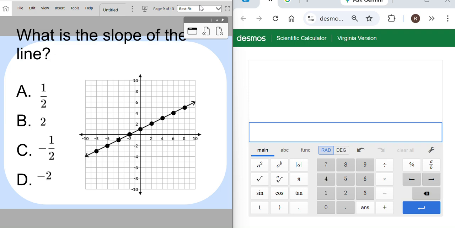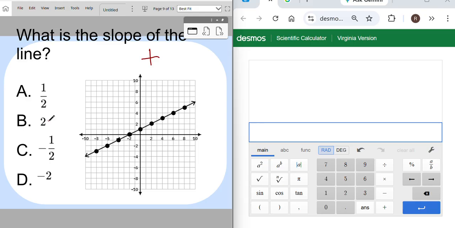To count some slope. What's the slope of this line? First thing I want you to do is don't look at any of the numbers. Don't look at anything except the line. What type of slope is this line showing us? Well, it's going up, so it's going to be a positive slope.